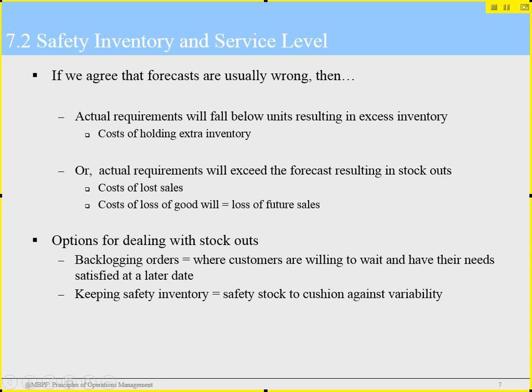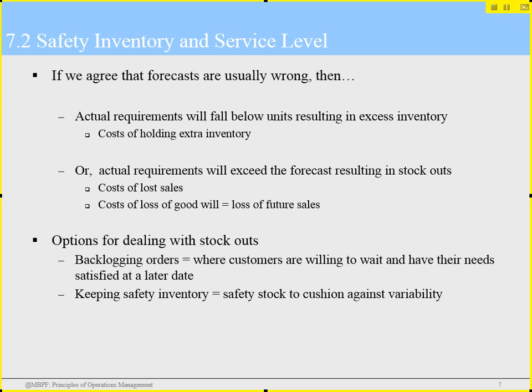So if we agree from the slide before last that forecasts are usually wrong, then we have some things to consider. Actual requirements will fall below forecast, resulting in excess inventory, right? And then we have costs because we have to hold on to that excess inventory. Or actual requirements will exceed the forecast, resulting in stockouts. And so then we have the cost of lost sales and the cost of lost goodwill, so the loss of future sales.